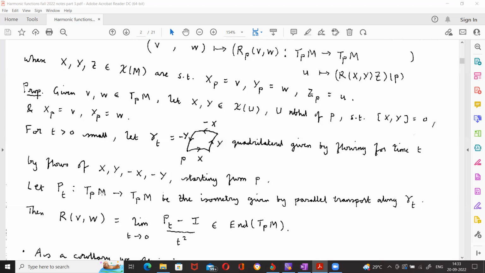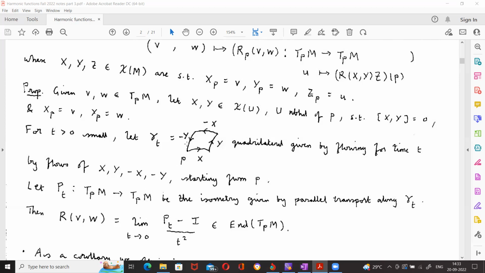Since this is given by parallel transport with respect to the Levi-Civita connection, it acts by isometries. So this P sub T will be an isometry from T_P M to T_P M, which is parallel transport along this small loop.